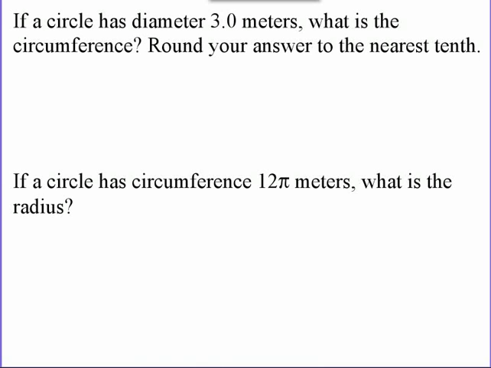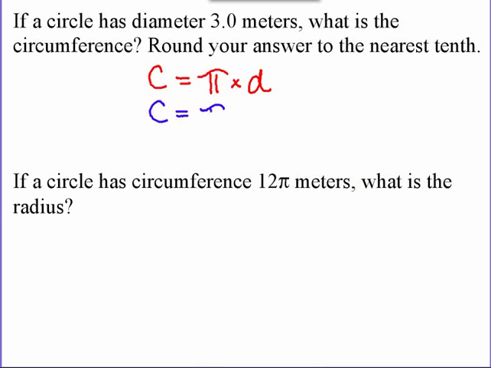If a circle has diameter 3.0 meters, what is the circumference? Round your answer to the nearest tenth. So we know our formula. C equals pi times the diameter. So let's plug in what we know.